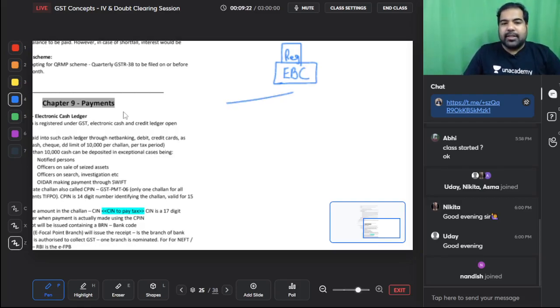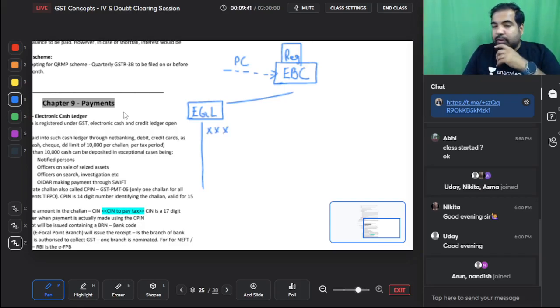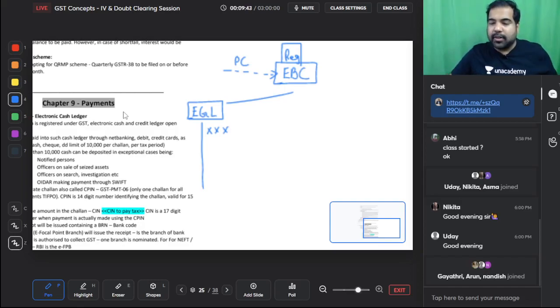So there is the electronic credit ledger, which is almost like your Paytm money. Whatever ITC you can get, whenever you purchase something, on purchases you get credit, which will appear here. Once it appears here, you can use it whenever you want, but to take it here, there is a certain due date by when you should take the credit here.